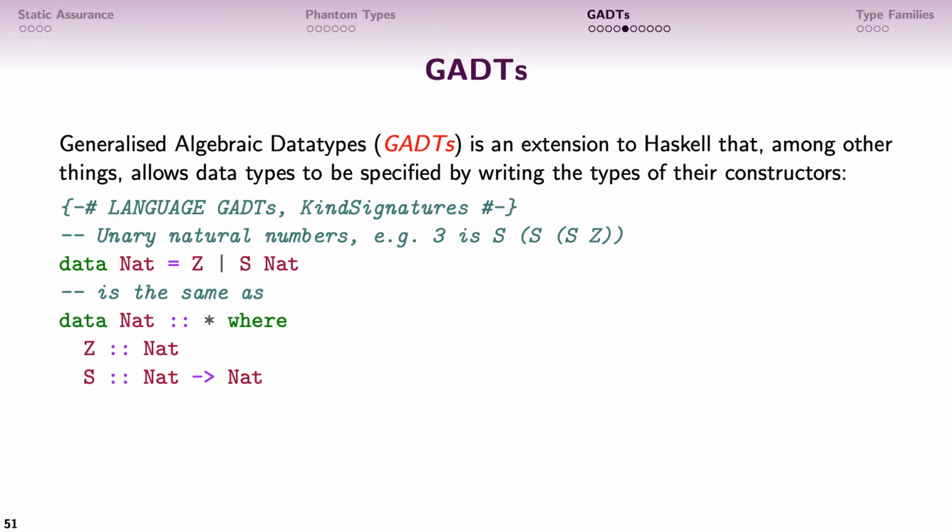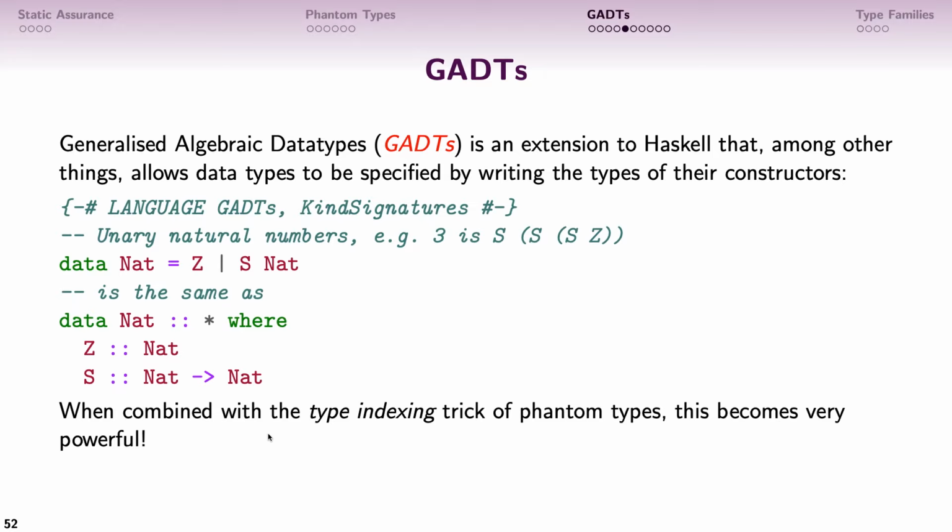So we can combine this GADT syntax, where we describe the types of each of the constructors, with the type indexing trick that we just did with phantom types, right? So I'll show you on the code.